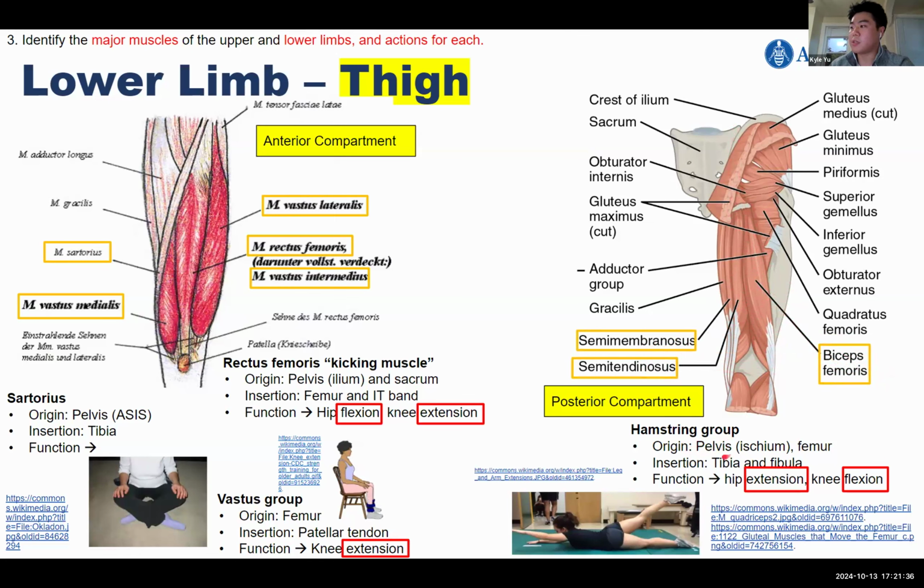The hamstring group comes from the pelvis, and the femur is where one of the heads of the biceps femoris originates, and they insert onto the tibia and fibula. Because they cross the hip and knee joint, they're responsible for hip extension and knee flexion. Here, this individual is kicking their leg out, so this would be hip extension. And say this person were to bend their knee and kick themselves in the butt, that would be knee flexion.